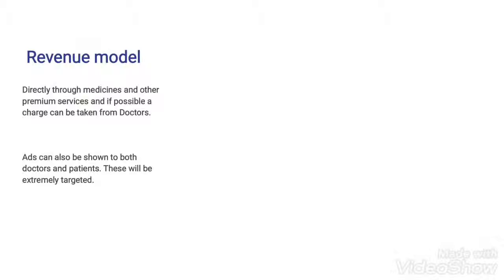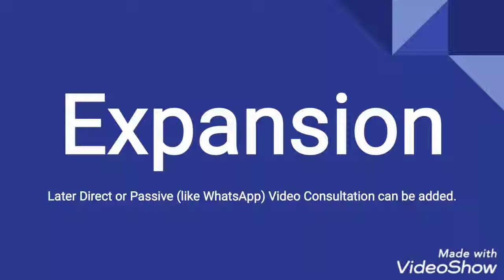Next we go to the revenue model. It's very simple, through the medicines, and you can also show ads and discounts. The revenue model is not a big deal. Expansion: online video consultation, directly or passively. Like you will send a small video describing, and they will send you a reply, or if one-to-one conversation is not possible through chats, you can directly consult a doctor at the time of need, any time of the day. That can be done in the second phase.